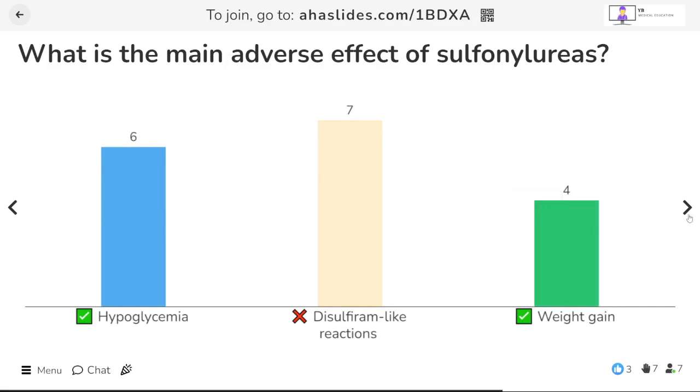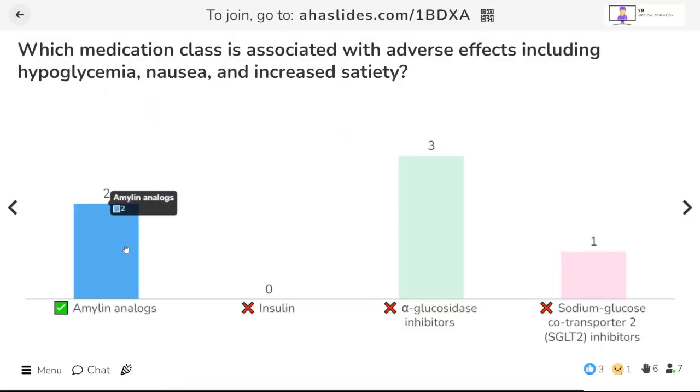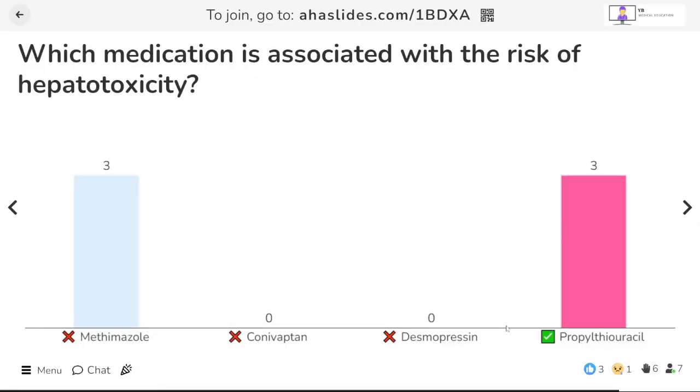Okay, so this is a trick question. Good job, guys. I'm so glad. So increased satiety here. We're talking about increased satiety. So amylin analogs and GLP-1 agonists and also DPP-4 inhibitors. Anything that works on GLP-1. Propylthiouracil is the answer. Methimazole is a teratogen. The main side effect is a teratogen here. Propylthiouracil, the side effect is hepatotoxicity.